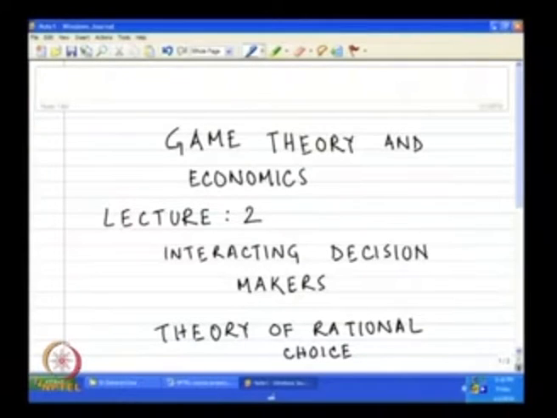So in the remaining part of this course we shall continue with this assumption that the decision makers, the players in the games, follow the theory of rational choice. They abide by the theory of rational choice. Whenever they are faced with some choice of actions, they take that action which is best suited for him or her. This is again something we have discussed in the previous class. I am just trying to recapitulate what we have done very briefly.